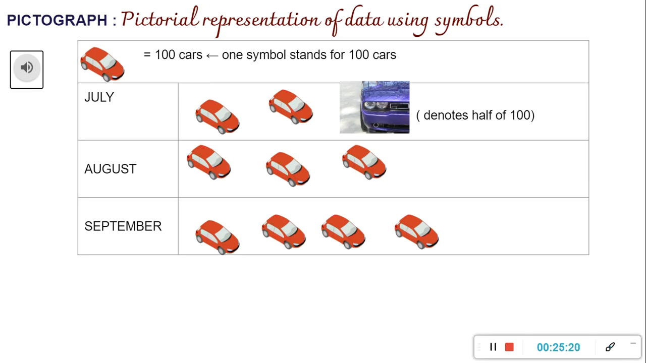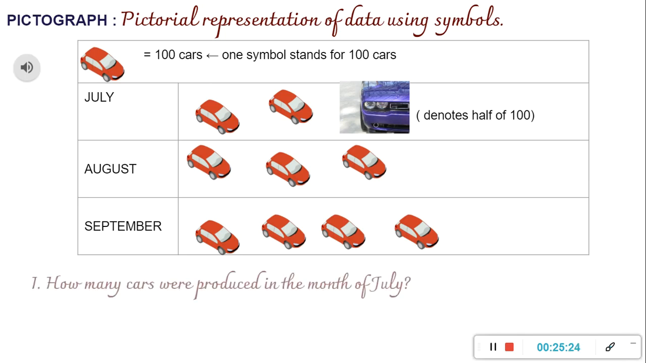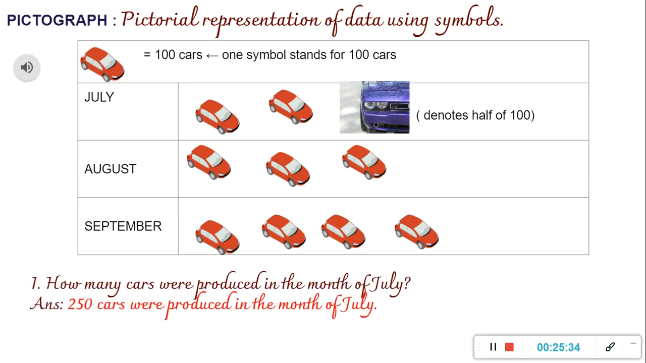Now down below you can see some questions are asked. So what is the question? Let's see. The first question is, how many cars were produced in the month of July? There were 250 cars produced in the month of July. Now one more question is there.